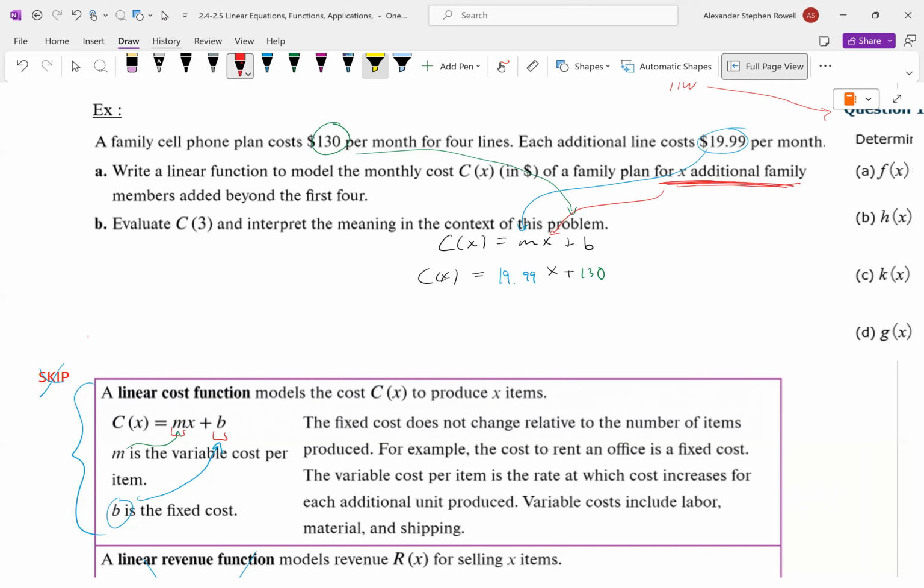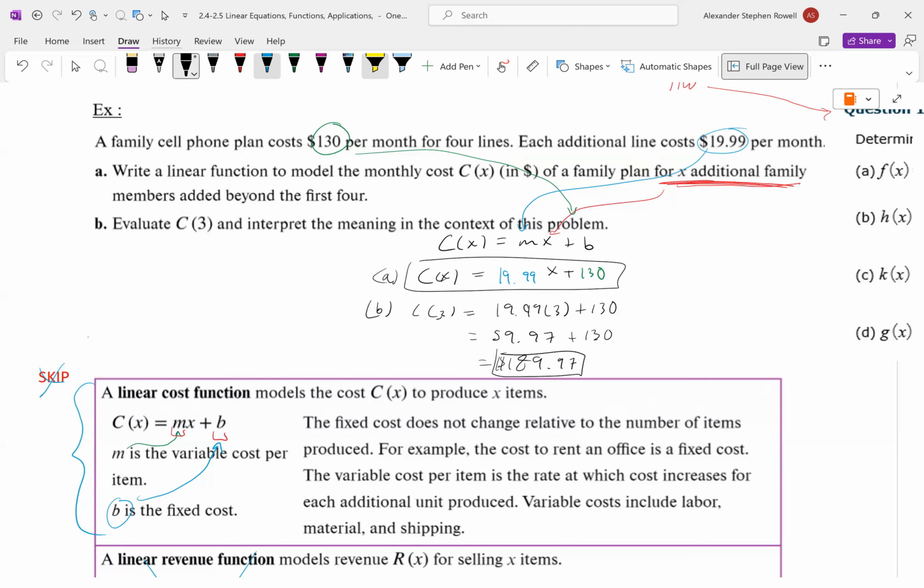Okay, evaluate C of 3. So this is part A. Part B, C of 3, we just plug in 19.99 times 3 plus 130. So 20 times 3 is 60. We'll take away 3 cents. So that would be $59.97 plus 130 is equal to $189.97.